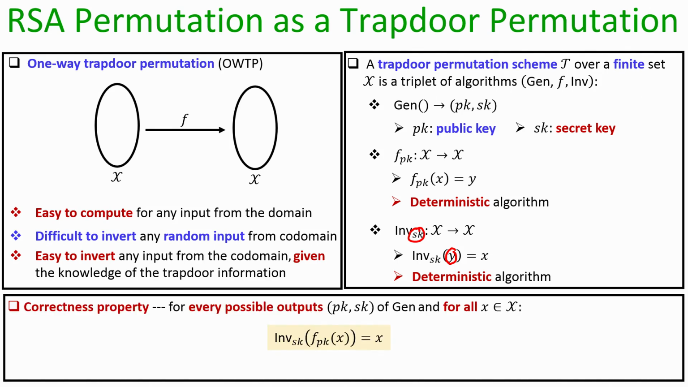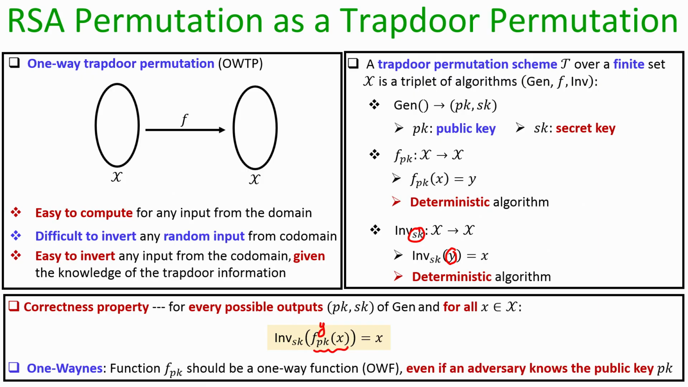And the correctness property that we require from a trapdoor permutation scheme is that for every pair of parameters generated by the generation algorithm, for every x from your domain, if you compute the value of f with the public key on that input x and obtain the output y, and now if you invert that y with the secret key sk, you should get back the x.